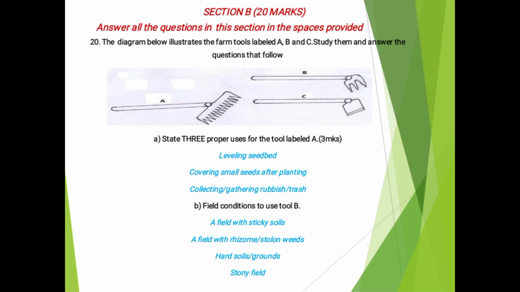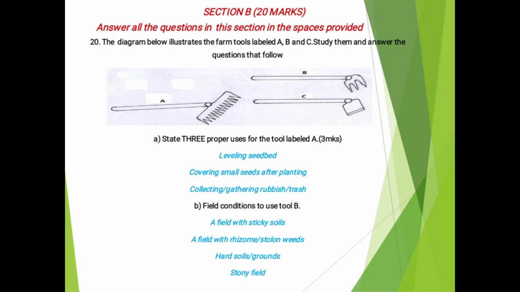So when you look at diagram A, it is actually a rake, because you see it has a handle, and then the blade is teethed. Then B is also kind of related to A, but it has fewer teeth compared to A, so it qualifies to be a fork. And then C is actually either a jembe or a hoe.